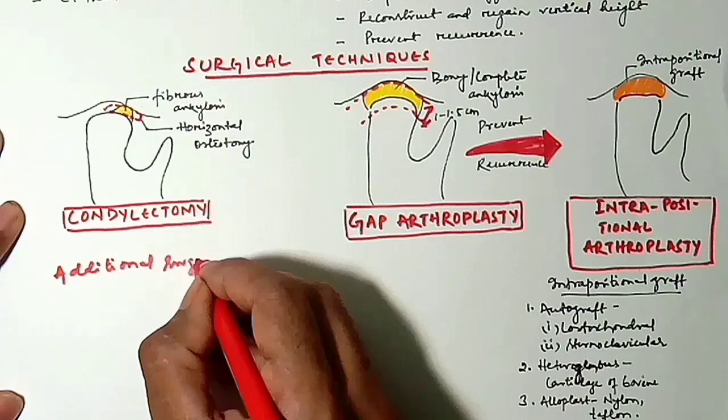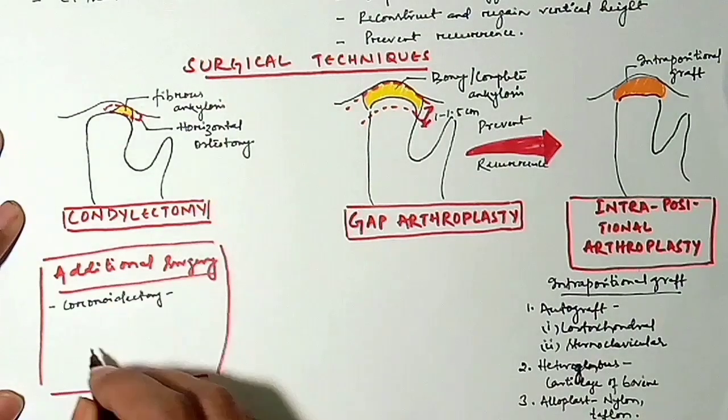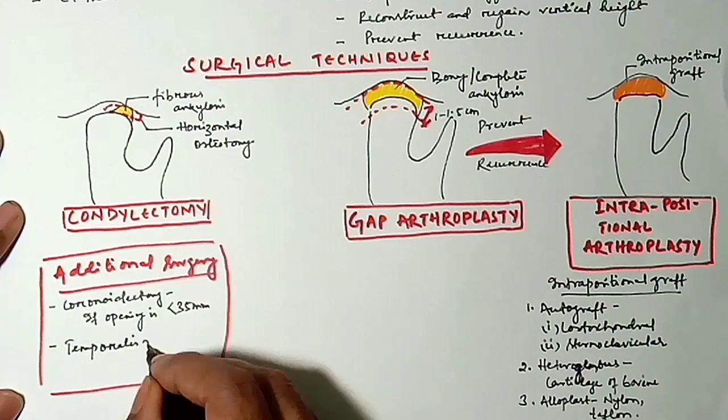As additional surgeries, we perform coronoidectomy if the opening is less than 35 mm, and temporalis myotomy.